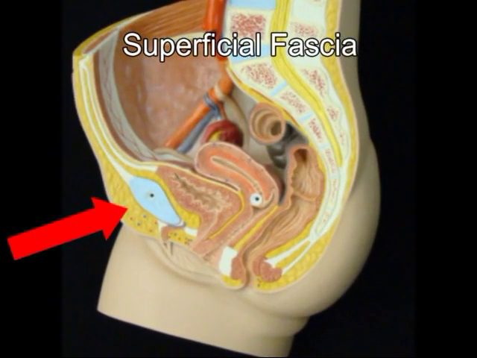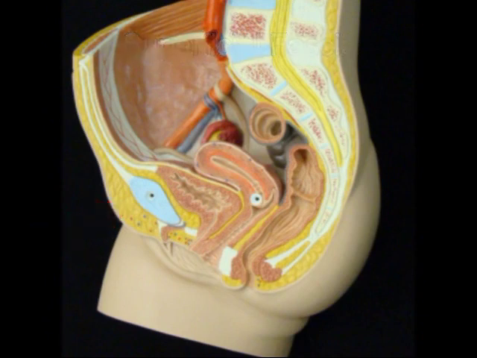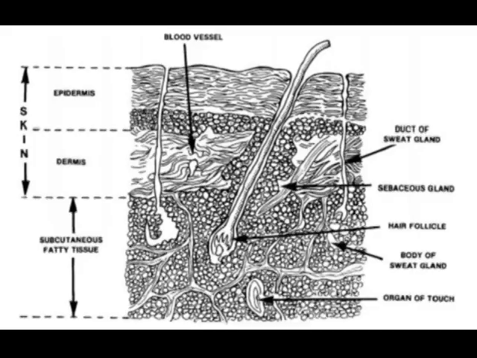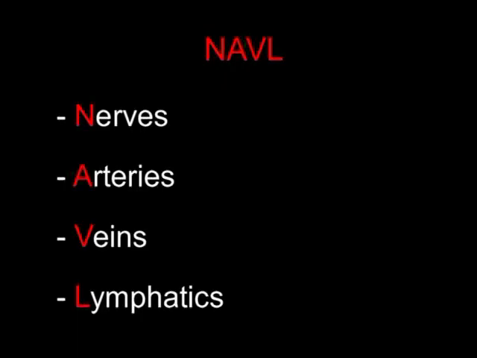The superficial fascia is made up primarily of loose areolar fibrous connective tissue, with the spaces filled by fatty tissue and tissue fluid. It contains the superficial or cutaneous branches of nerves, arteries, veins, and lymphatics of the skin. These four components can be remembered through the use of the acronym NAVL, N-A-V-L, for nerves, arteries, veins, and lymphatics.